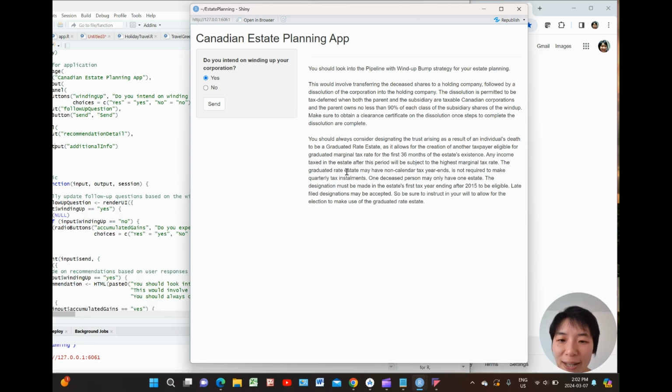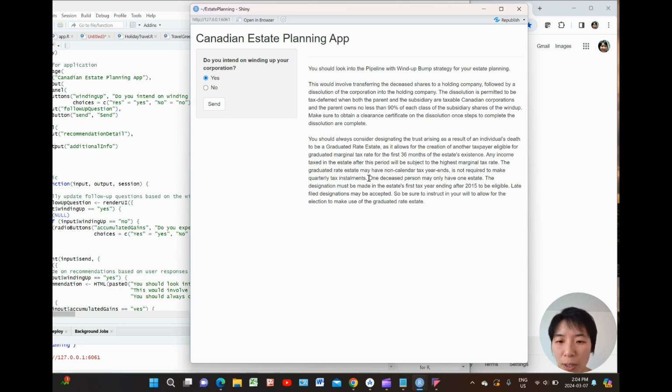So make sure you pay attention to this option for your estate planning if you are a Canadian or subject to Canadian estate tax. One deceased person may only have one estate, and the designation must be made in the estate's first tax year ending after 2015 to be eligible. So timing is very important. Make sure you designate in the first tax year after death, and late-filed designations may be accepted.